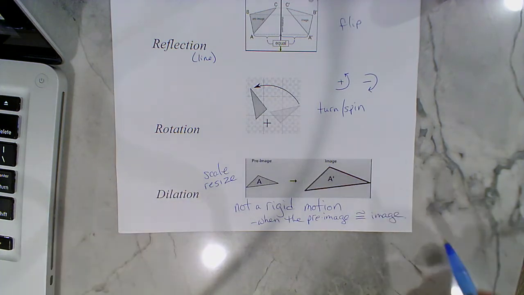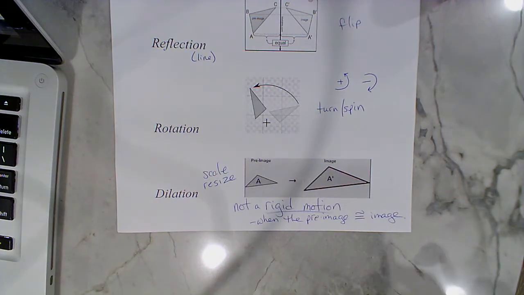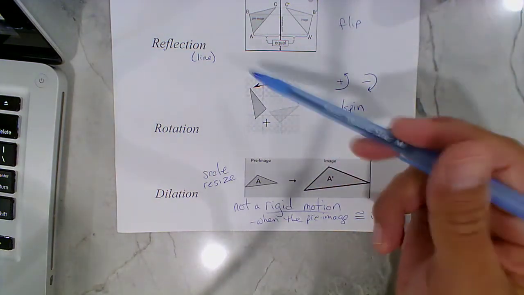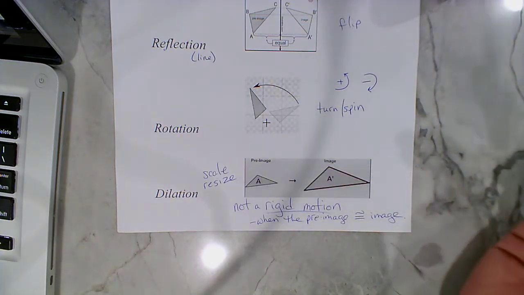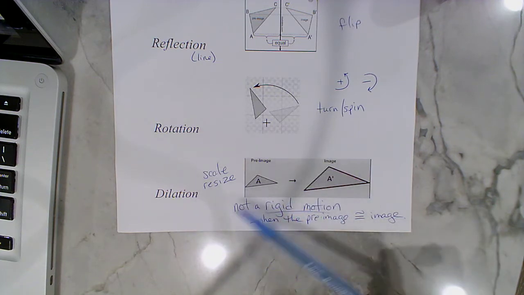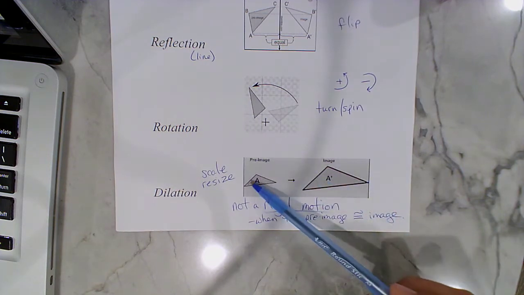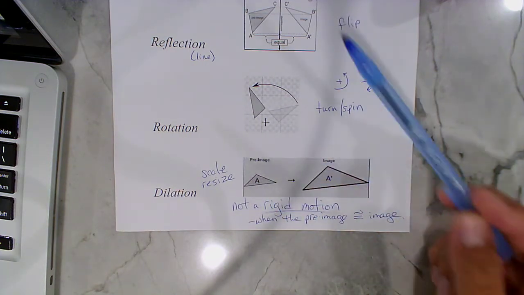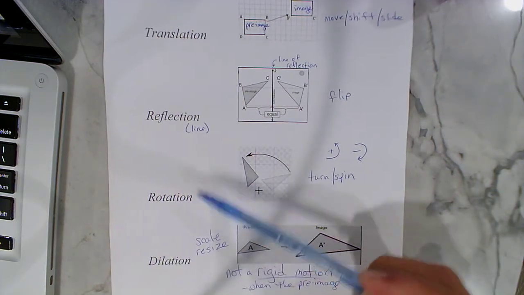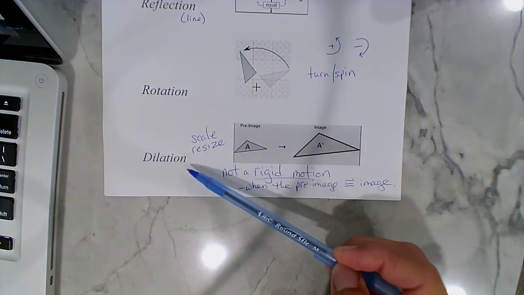So whatever you do to the pre-image, if the image works out to be congruent to it, you're dealing with a rigid motion. But with most dilations, and there's one or two exceptions, you're going to change the size, whether bigger or smaller. So that is an example of a transformation that is not a rigid motion. Almost always not a rigid motion.